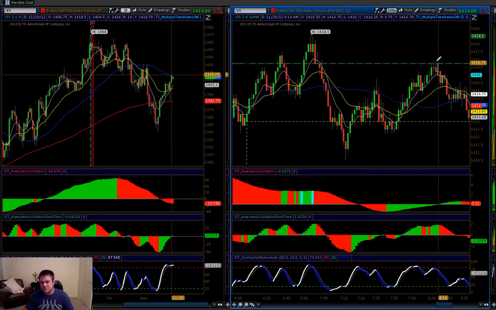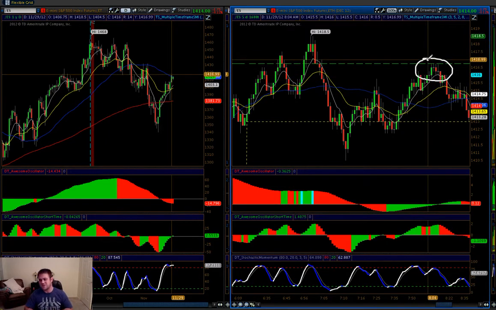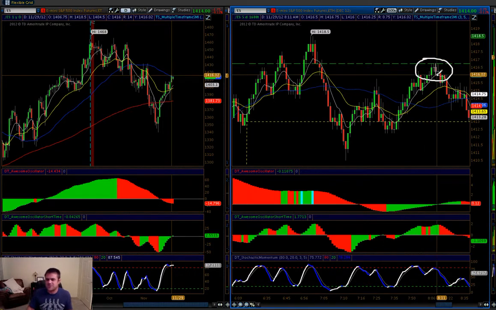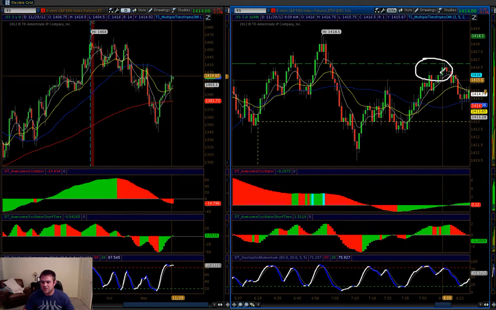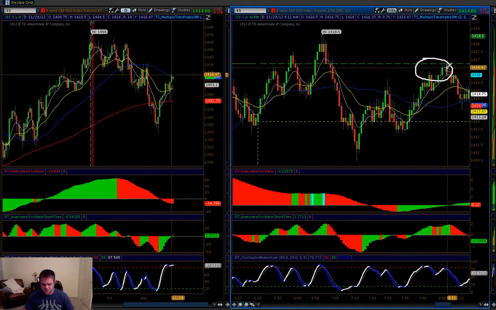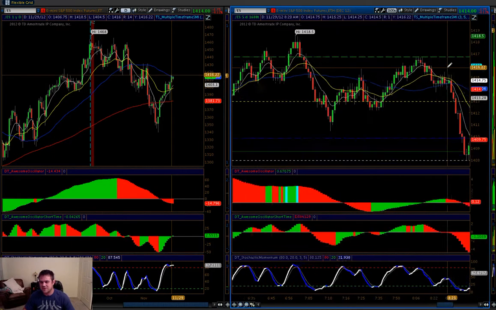Oh, it found more resistance right at the Globex highs. So what I'm trying to say here is I'm going to move forward and show you some more examples. If you were to be in a position long here, or you're looking to maybe buy the market in here, you may want to sit on your hands and say, hey, hold on. There's a good chance there's a lot of people looking at this Globex high. And sure enough, that's what happened.